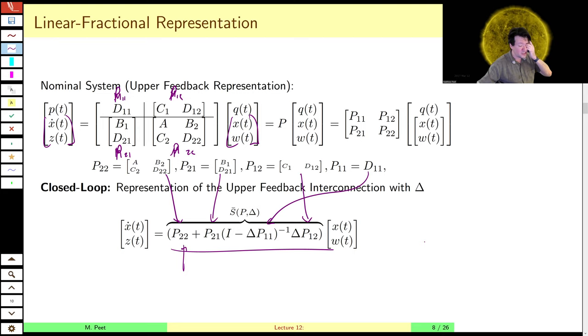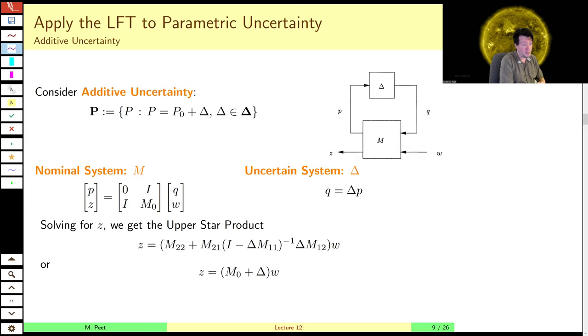So let's handle this in isolation, because this can represent almost any form of rational uncertainty. But that's not very helpful if you're actually trying to construct what those P matrices or M matrices in this case are. So let's consider a couple individual cases. Specifically, we'll first address additive uncertainty, then multiplicative uncertainty, and show how we do these wiring diagrams.